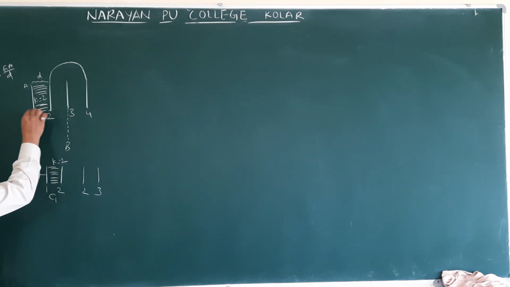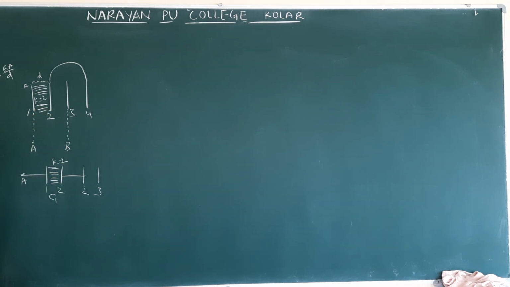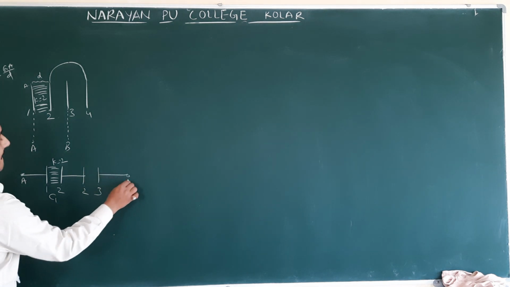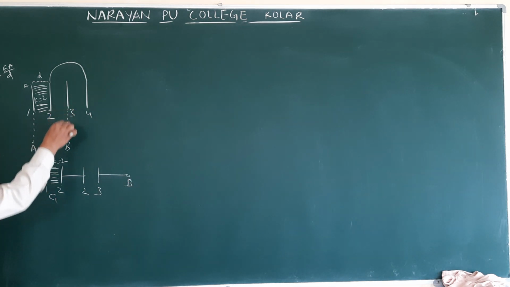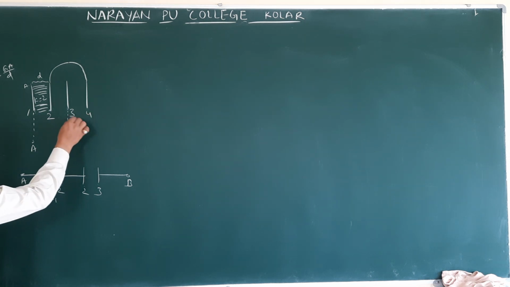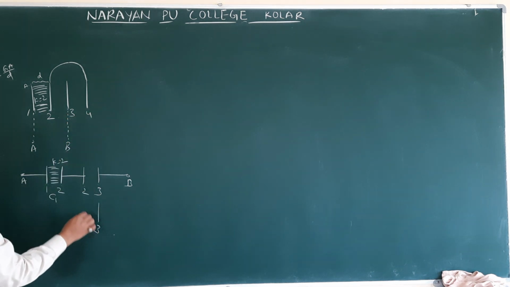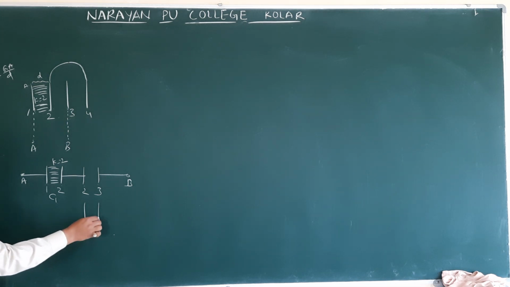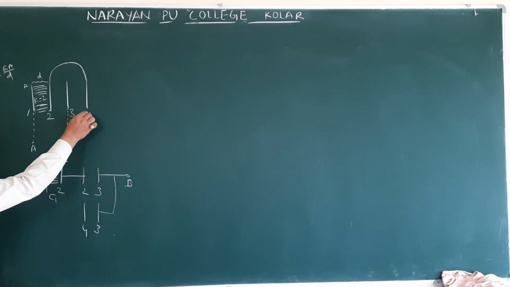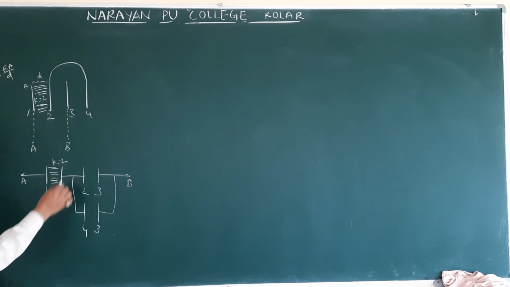Where 2 is connecting with this. Therefore 2 is connecting with this. 3 is connecting with B. Now 3, 4. Whenever we are taking 3, 4, 3 is connecting with B and 4 is connecting with 2, like this.